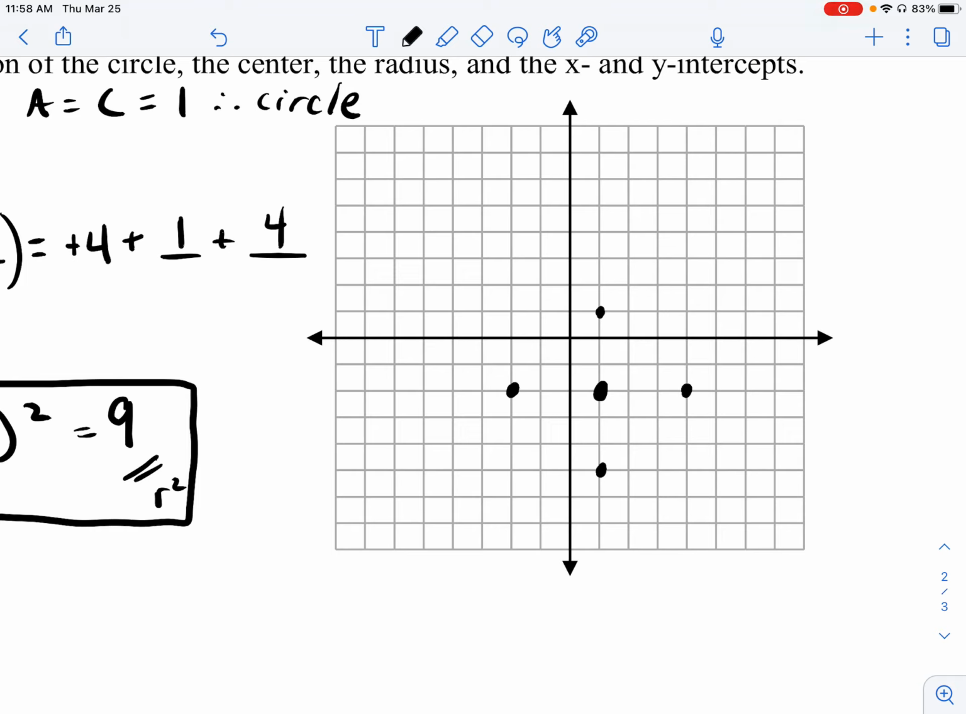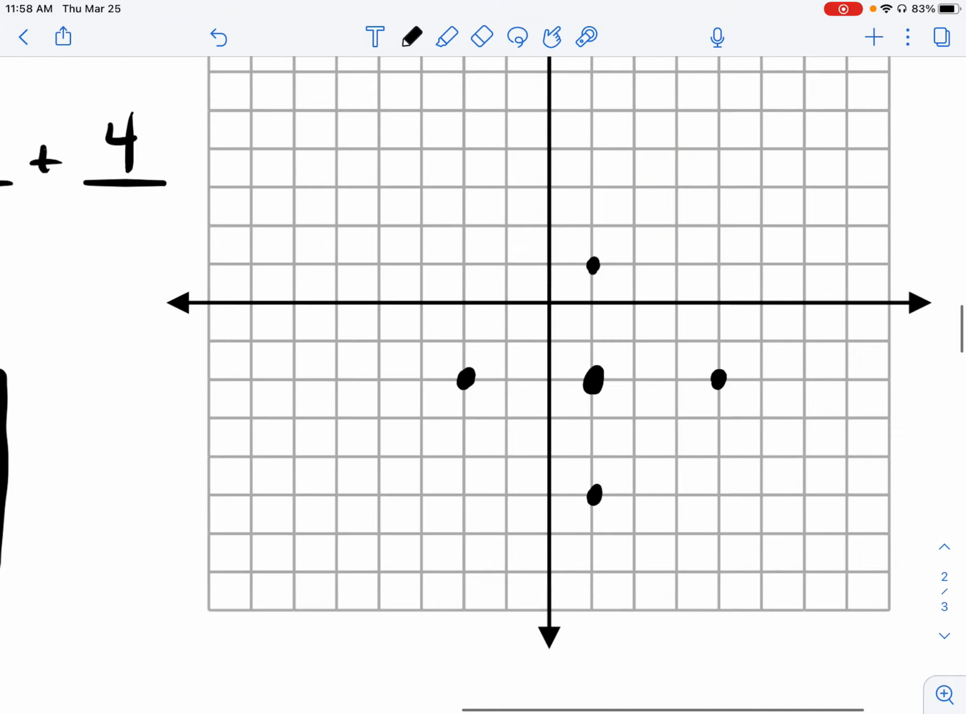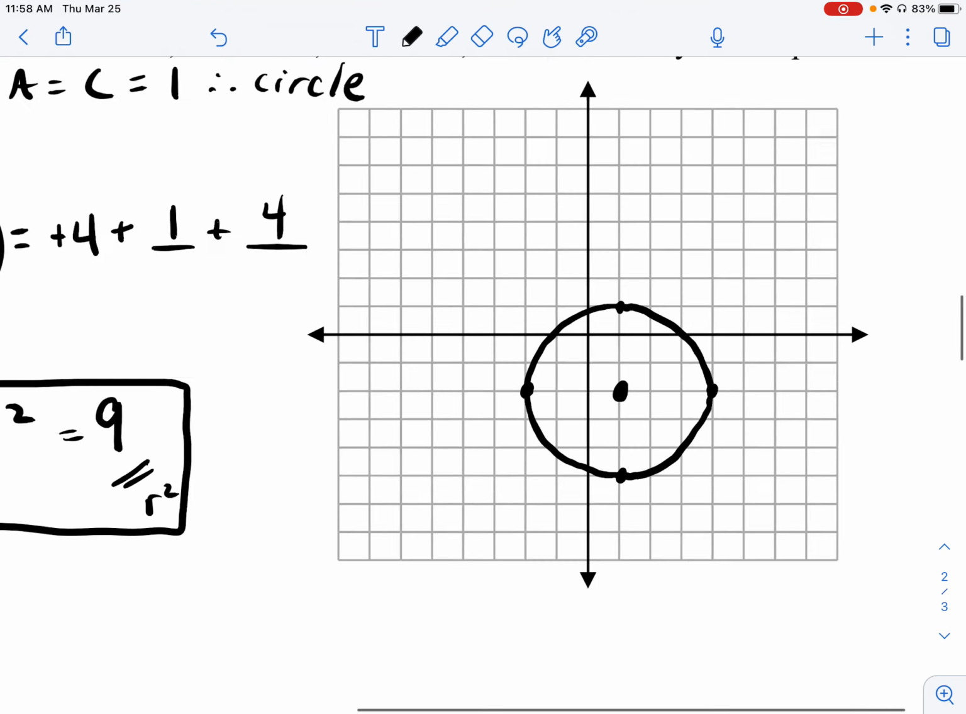Now, students often struggle drawing circles, and I get it. I'm not a great artist myself, but something that I've found that often helps is if you just break this up into quarters and take your time with it and just draw a quarter at a time, you get something that isn't terrible. And this may not look great in your eyes, but for the intents and purposes of what we're trying to graph, that works pretty well. Okay, so there's my circle.